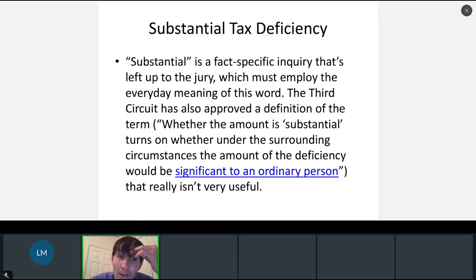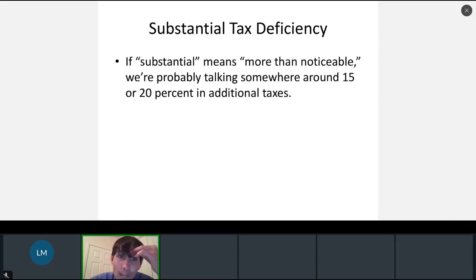And so it isn't very useful. If substantial means more than noticeable, we're probably talking somewhere in the range of 15 or 20% in additional tax.